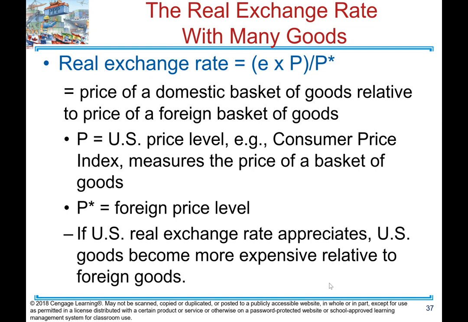Real exchange rate with many goods. Real exchange rate, which is e times P over P star, is equal to the price of a domestic basket of goods relative to the price of a foreign basket of goods. P is equal to the US price level, e.g. consumer price index, which measures the price of a basket of goods. P star is the foreign price level. If the US real exchange rate appreciates, US goods become more expensive relative to foreign goods.